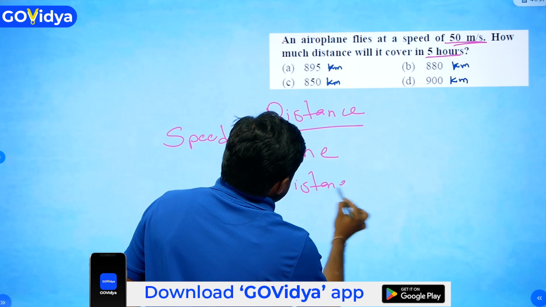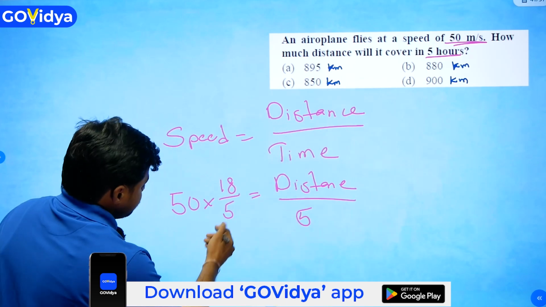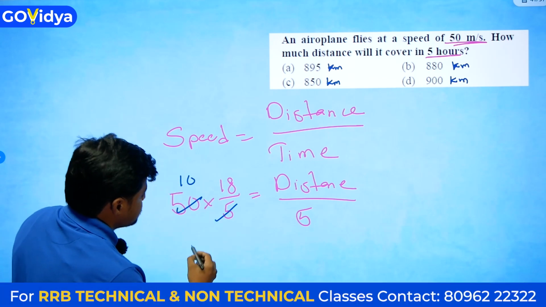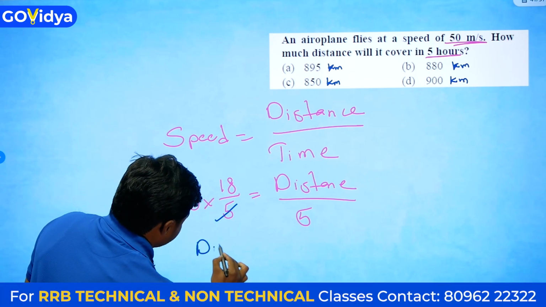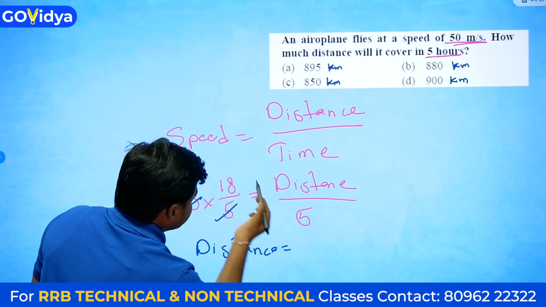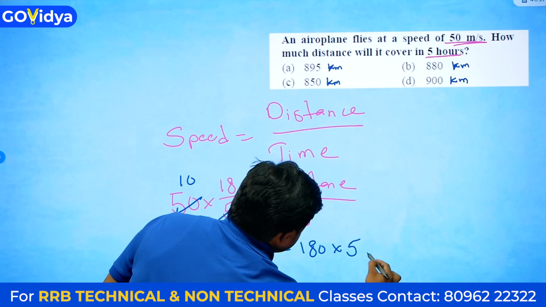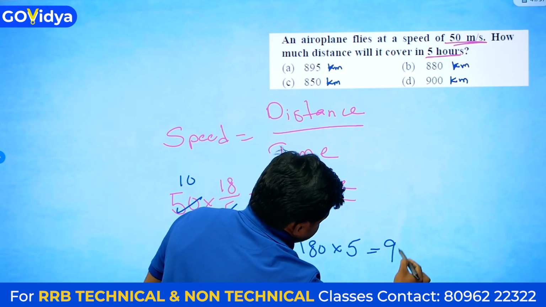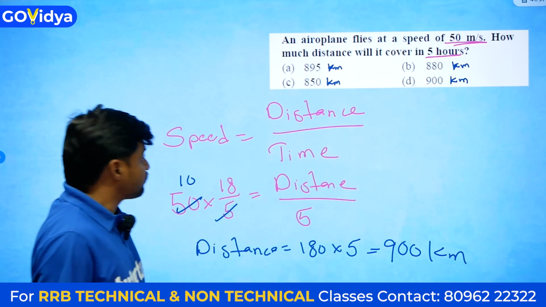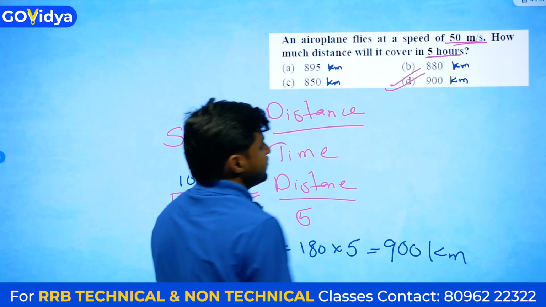Distance is equal to speed into time. Time is 5 hours. 5 ones are 5, 5 twos are 10. Distance is equal to 10 into 18, which is 180. 180 into 5 is equal to 900 kilometers. From the options, option D is the correct answer.